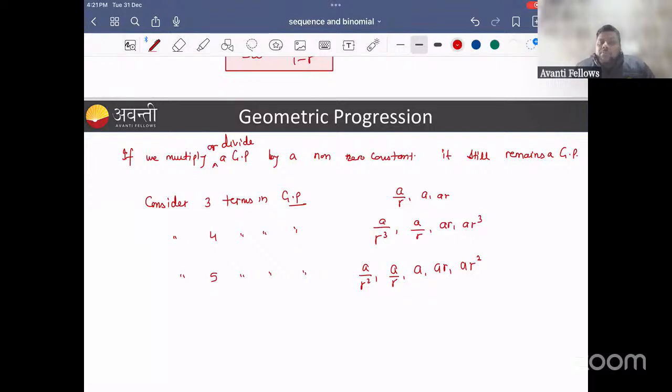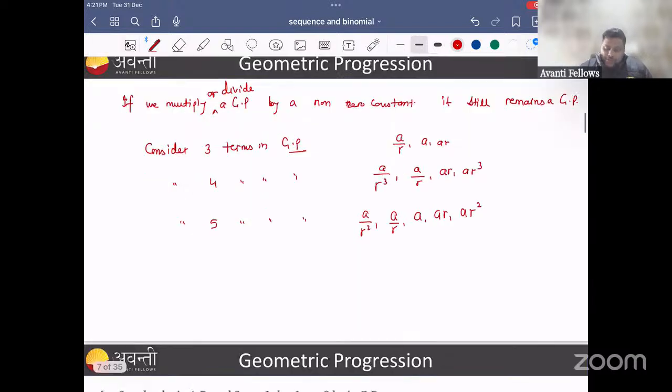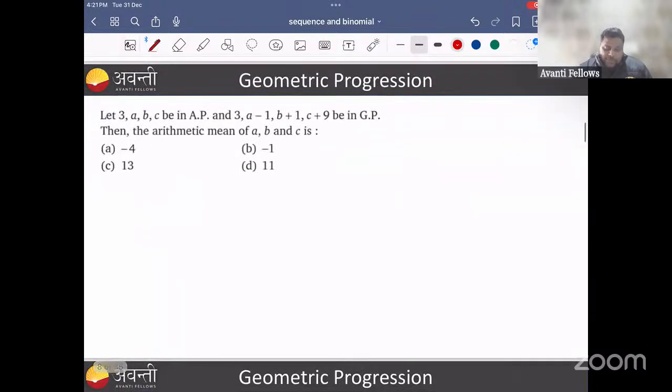If they are not talking about the product of these four terms in GP, then there is no point in assuming terms like this. They will only increase your level of difficulty. So in that case, I sometimes have to assume three terms in GP. I can directly assume a, ar, ar square if they are not talking about the product of the terms in that particular question. Understood?